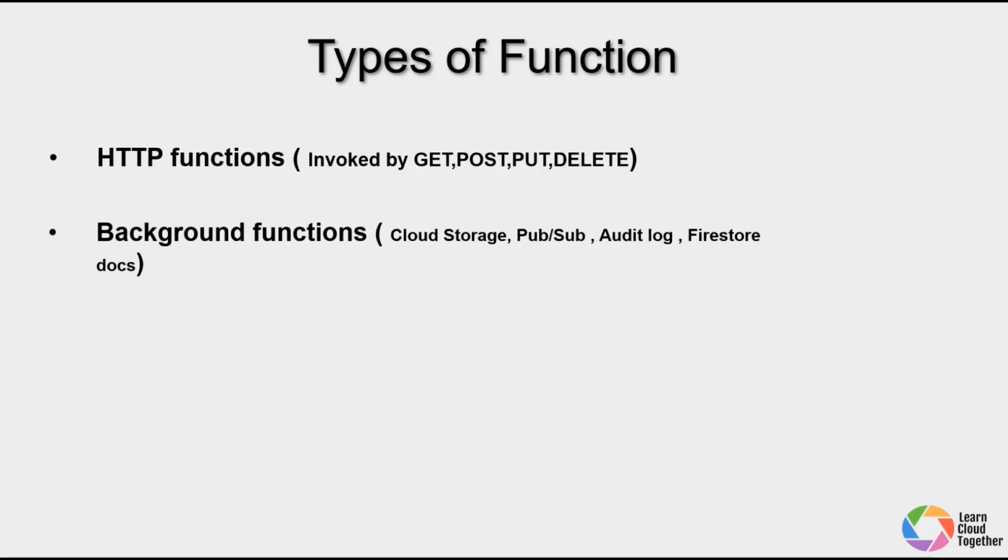Another one is the background function. This basically reacts to events in your cloud infrastructure. For example, you can trigger it based on Pub/Sub messaging on a topic, or whenever a new file is created in Cloud Storage, or updated or deleted in storage. It can be triggered based on any of these types of events.